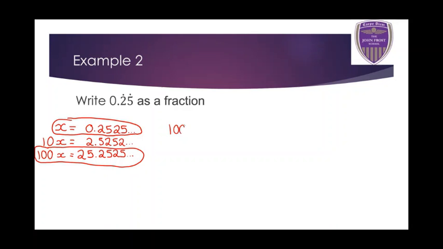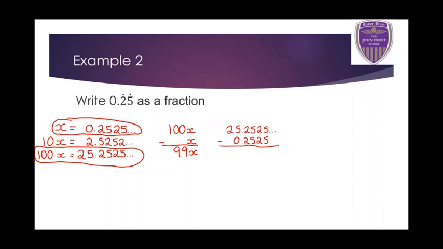So we're going to do the biggest x, which is 100x, take away x, which is 99x. And then the value for 100x we said was 25.2525 recurring, take away 0.2525. Now, hopefully now you can see why we couldn't use 10x and why we've had to use 100x instead, because now the decimals line up.